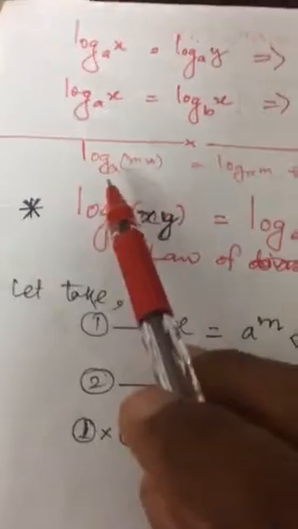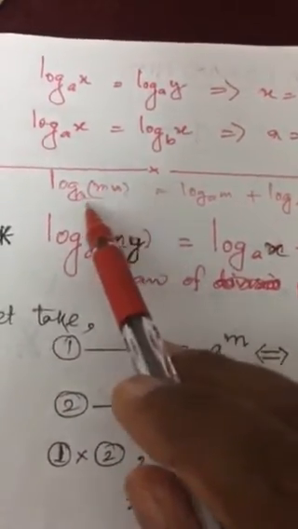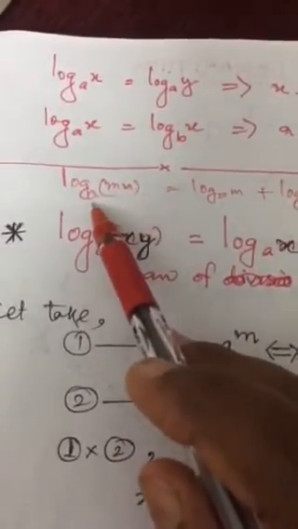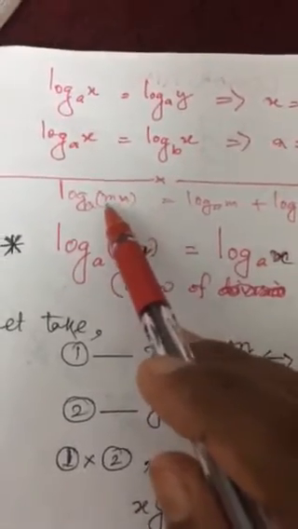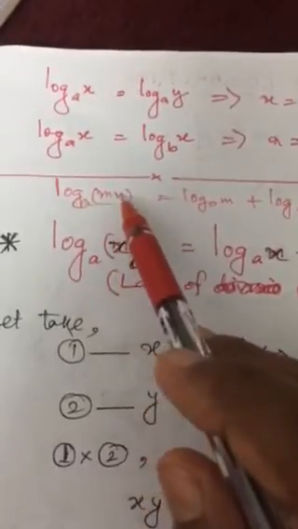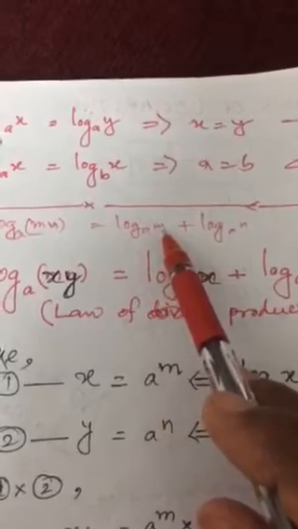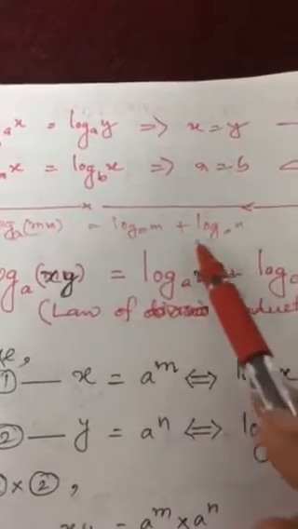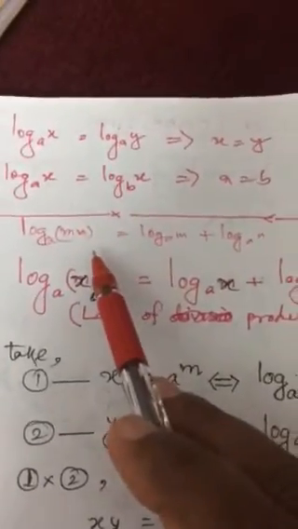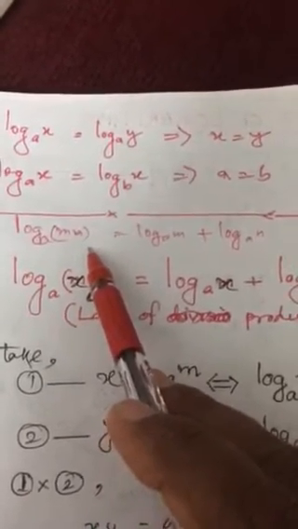Now here I want to show you log of mn to the base a. How to read this? Log of mn to the base a. mn means m multiply n. Log of mn to the base a is log of m to the base a plus log of n to the base a. So you just try to understand here. This is called the product law of logarithm.